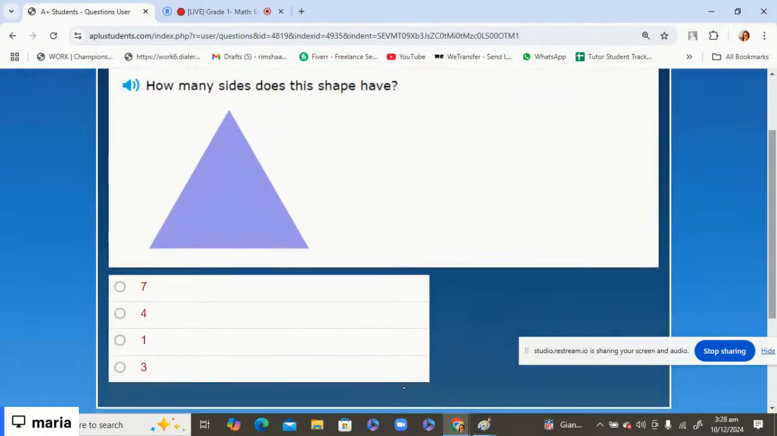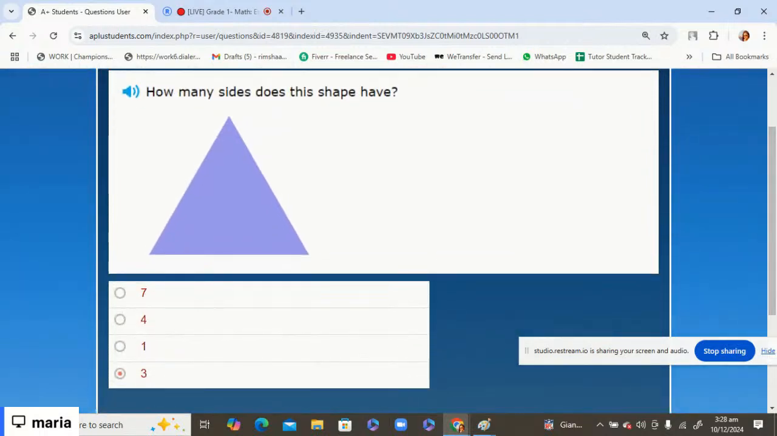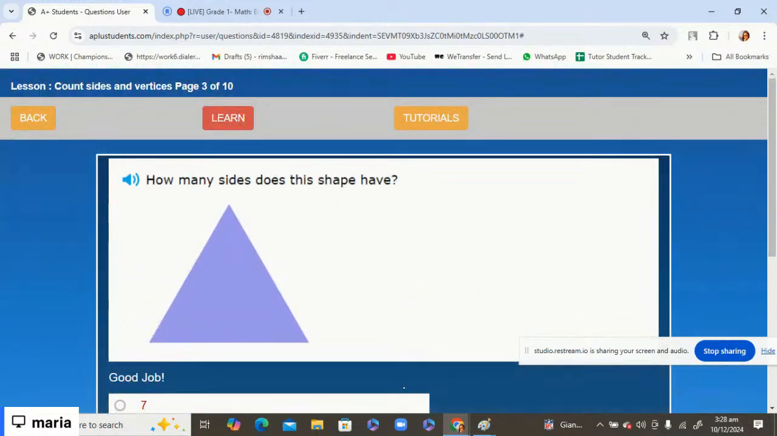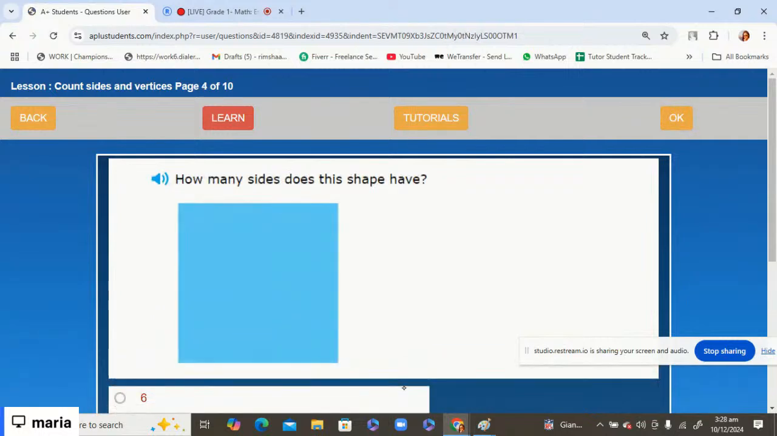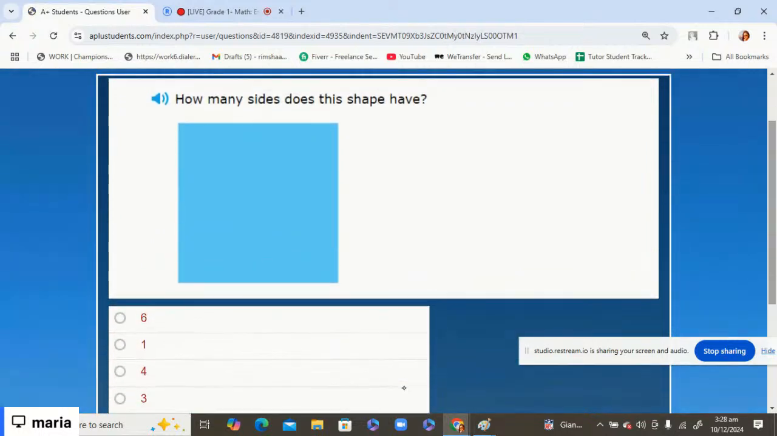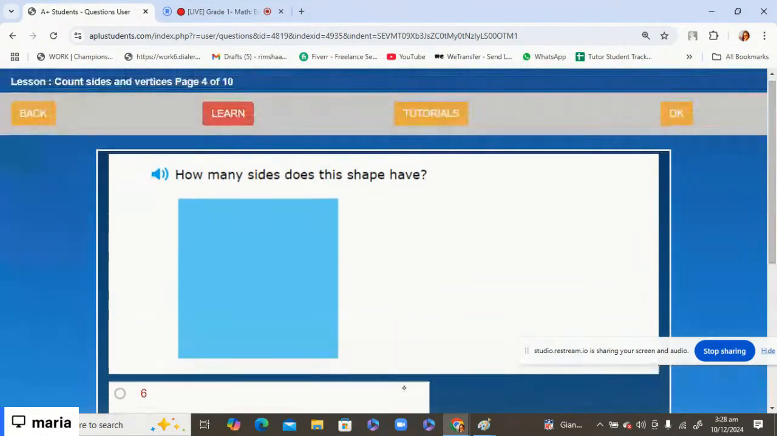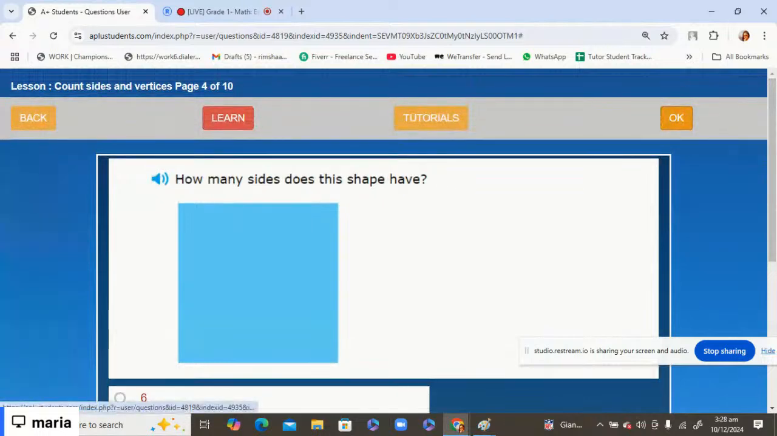Again, how many sides? We already know it. There are three sides. So here we go with this option. So how many sides does this shape have? This is a square. So the square has four sides. So we go with this four sides.